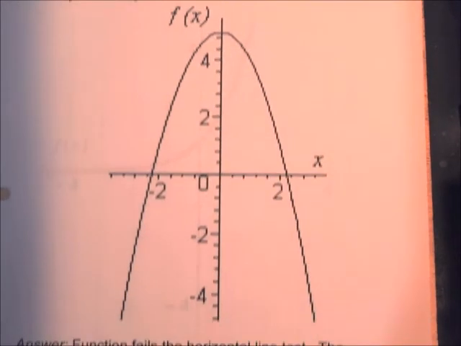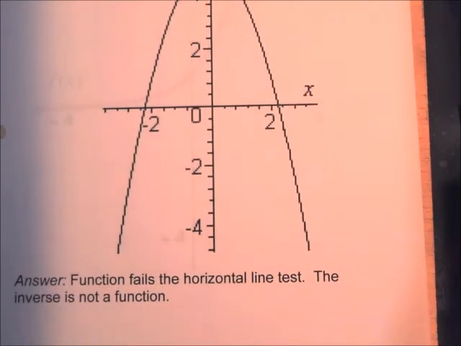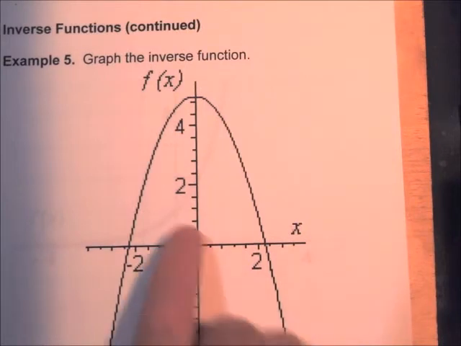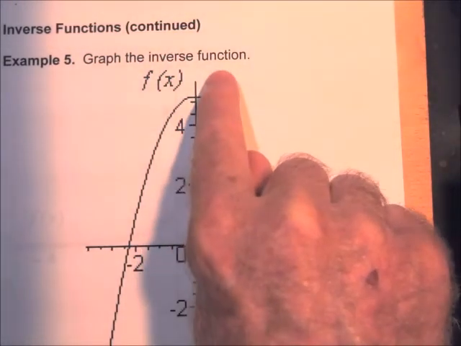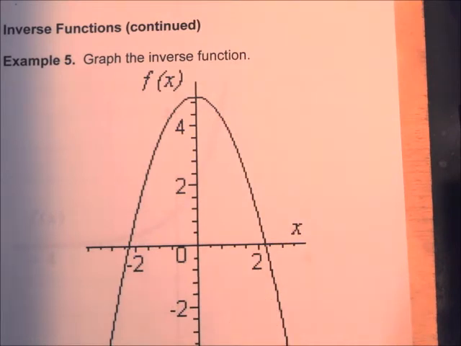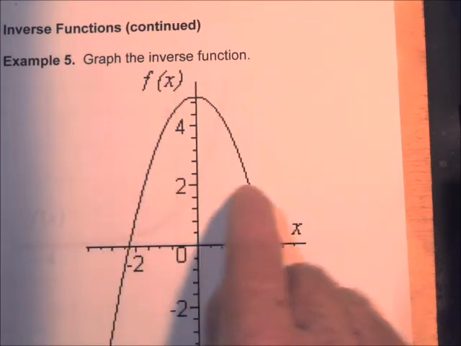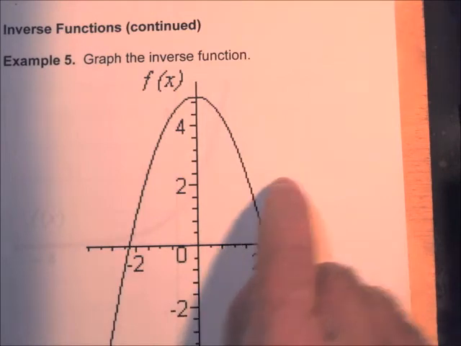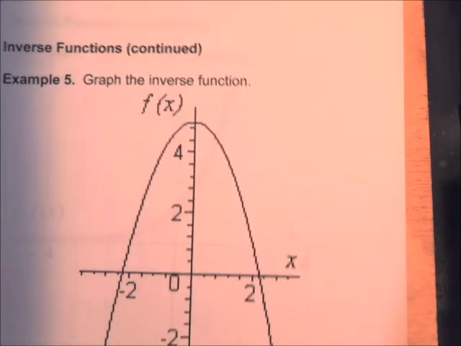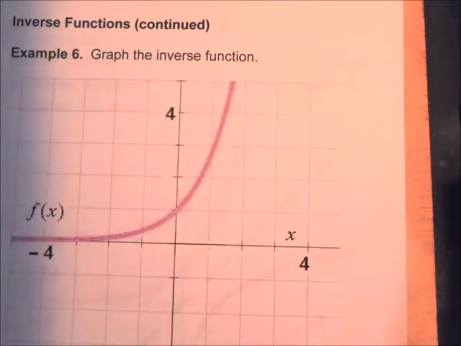The answer is that the function fails the horizontal line test. The inverse is not a function. So that's as far as we need to go. It's a function because it passes the vertical line test. Wherever you draw a vertical line, it only crosses in one spot. But there's a lot of places where if you draw a horizontal line, it'll touch in more than one spot. So this one's not, the inverse is not a function.